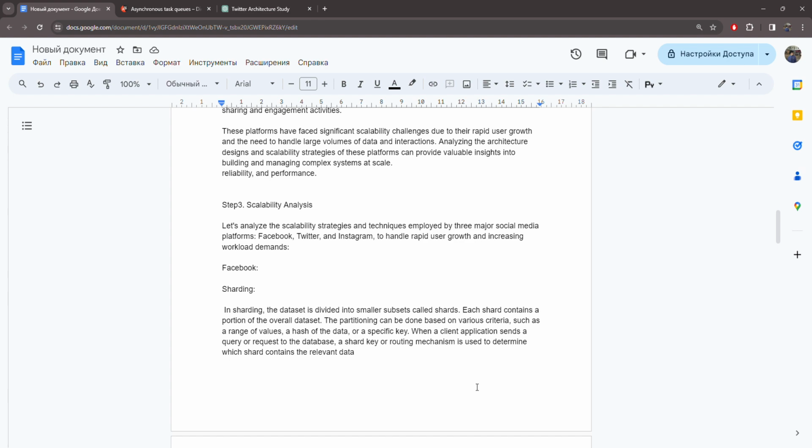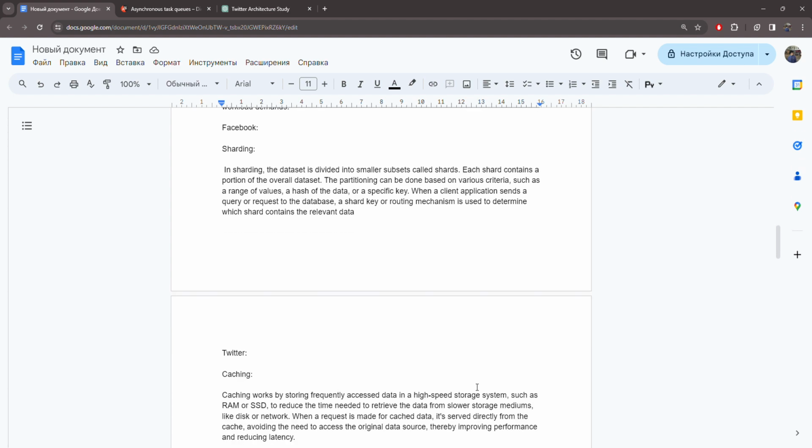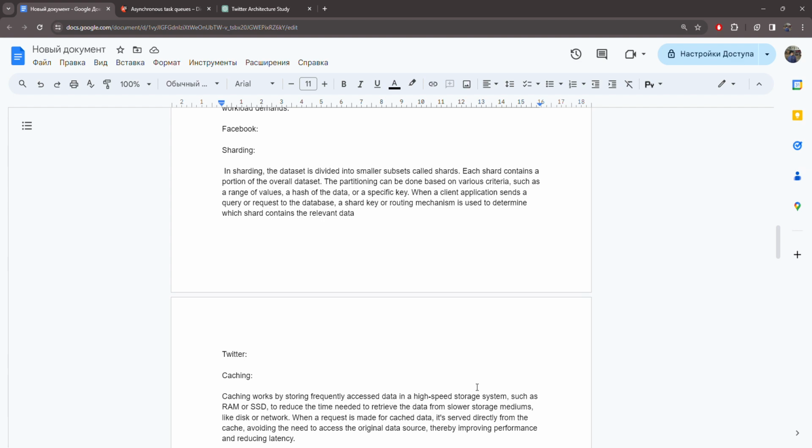When a client application sends a query or request to the database, a shard key or routing mechanism is used to determine which shard contains the relevant data. So at this time, we will do the operation. We will do searching not among thousands of t-shirts. We will just do it among maybe 5, maybe 10, depending on the partitioning algorithm. So, of course, it will have high velocity and take less time.